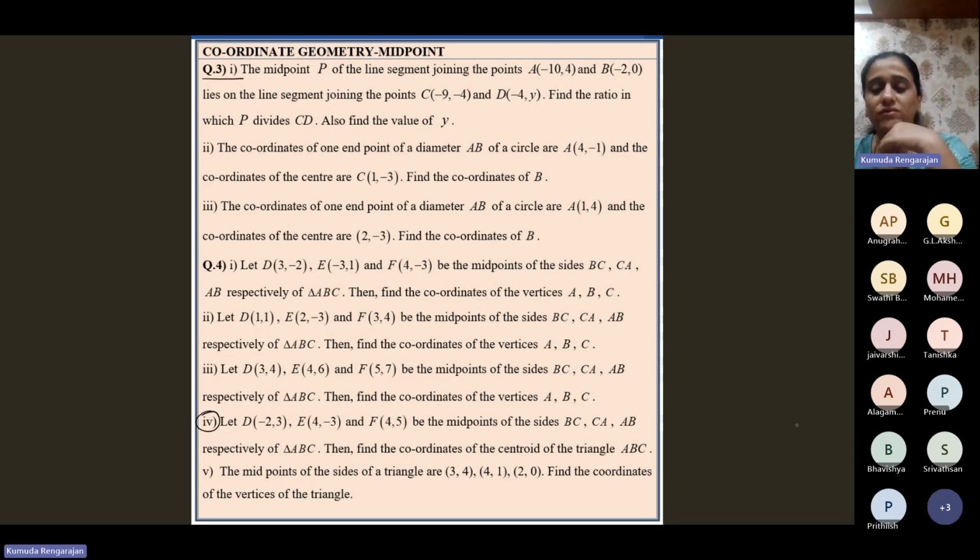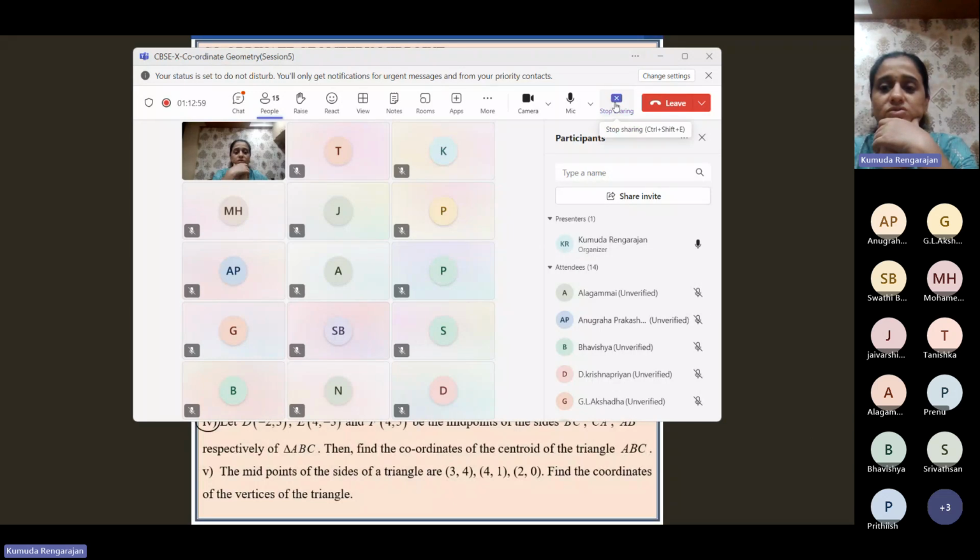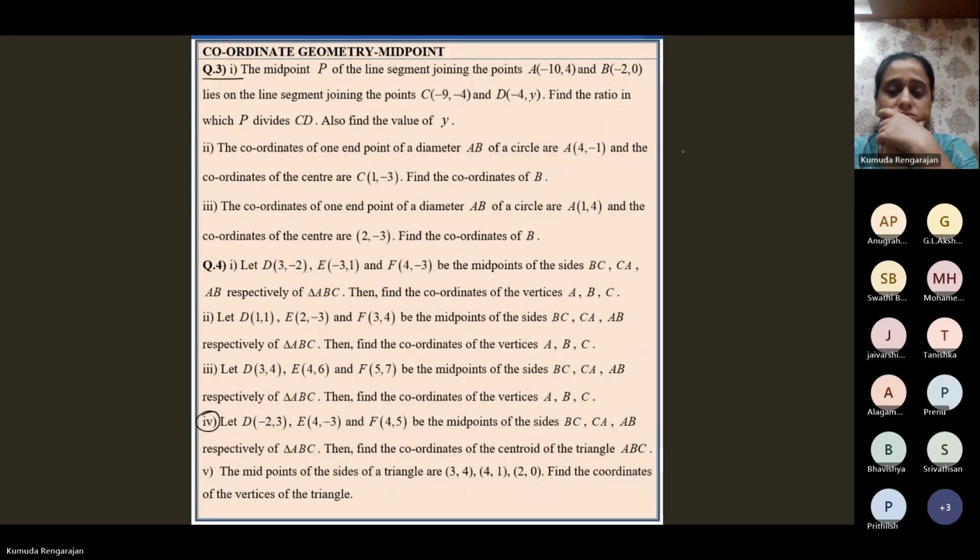Okay, let me do one thing. Let me work with you. I'll just unshare my screen. And have you taken the question, children? Let me share this image on WhatsApp. I'm unsharing my screen now.